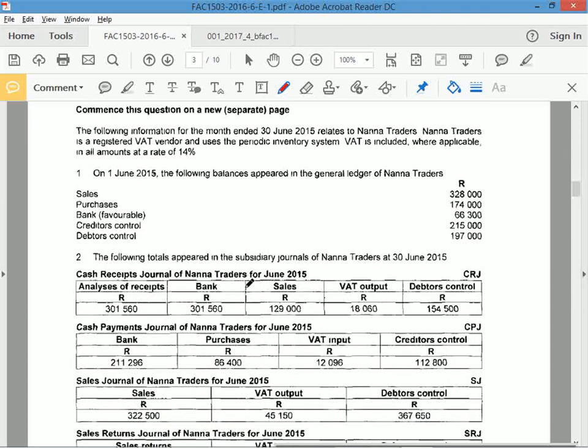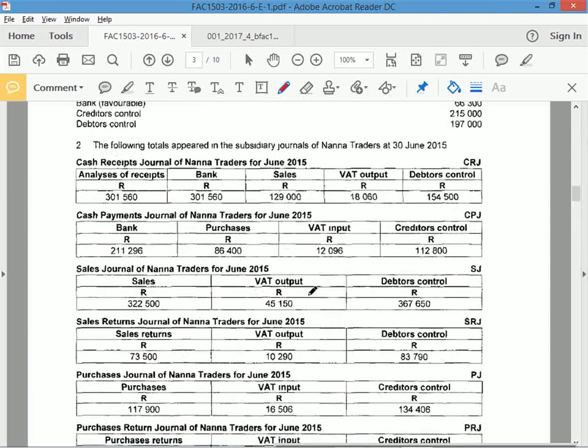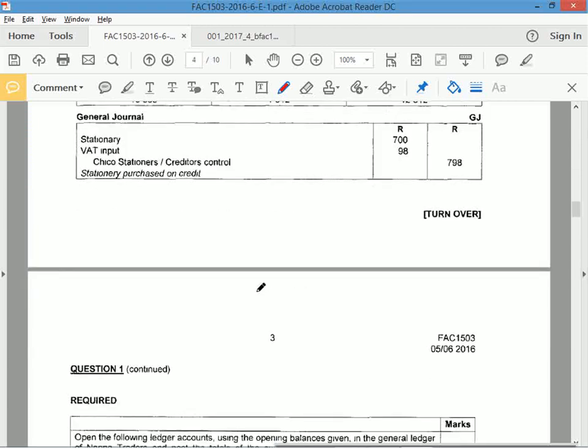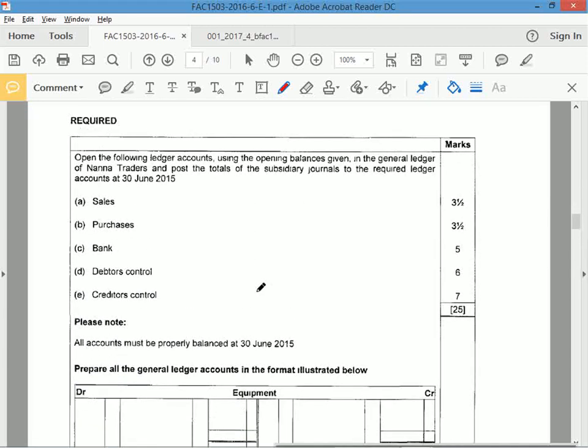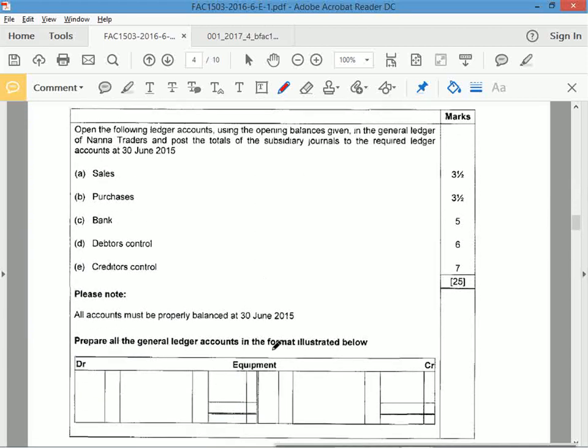They've given you lots of balances, some journal columns, and the required. Start with the required. This is what your general ledger accounts need to look like: date, details, and amount. Open the following ledger accounts using the opening balances given in the general ledger of N Traders and post the totals of the subsidiary journals to the required ledger accounts.